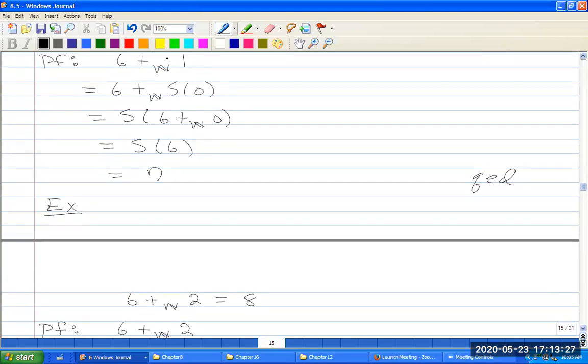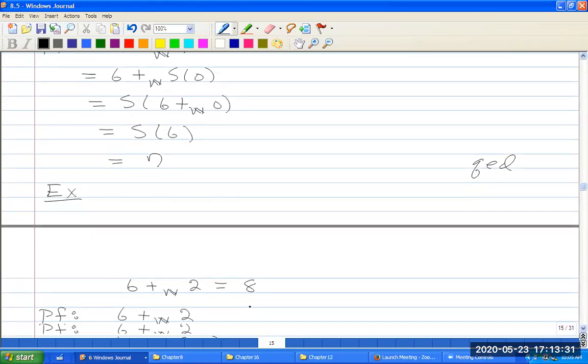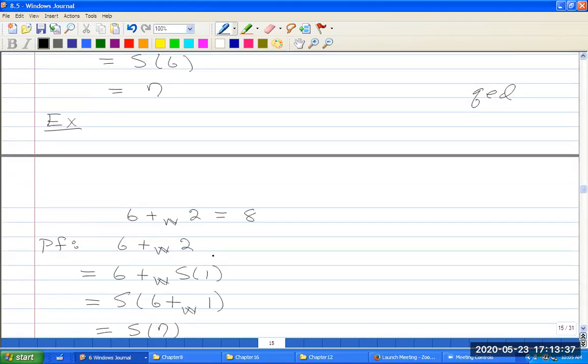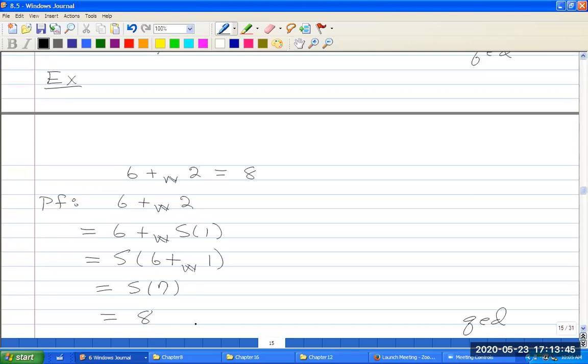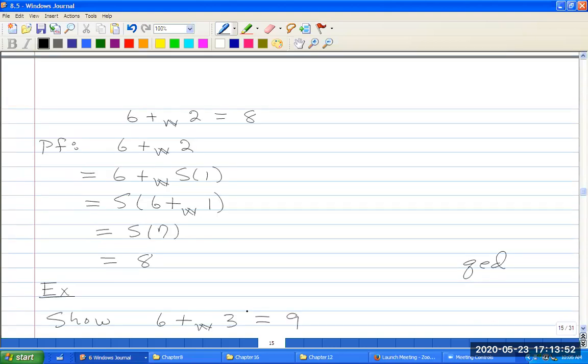That's why we did the 6 plus 1 first, because we want to show 6 plus 2 is 8. Well, 2 is the successor of 1. So 6 plus the successor of 1 is the successor of 6 plus 1. But 6 plus 1 we just showed was 7, and the successor of 7 is 8. So now we want to use this to show that 6 plus 3 is 9.